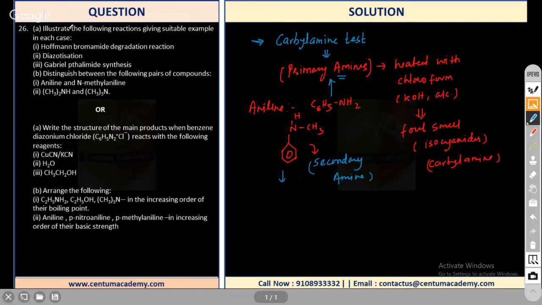What happens in the Hoffmann bromamide reaction, in just theory? In this, we'll get primary amines. One carbon is less in the product, hence it is degradation. The reagent that we use is bromine with alkali solution. With that, just write down 3 lines and then write down the reaction. That is it. Okay, what is diazotization?